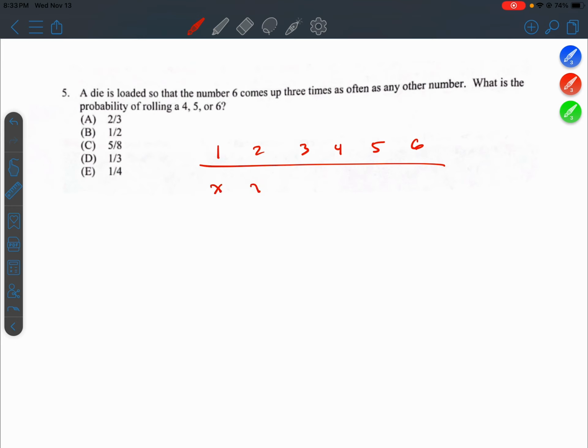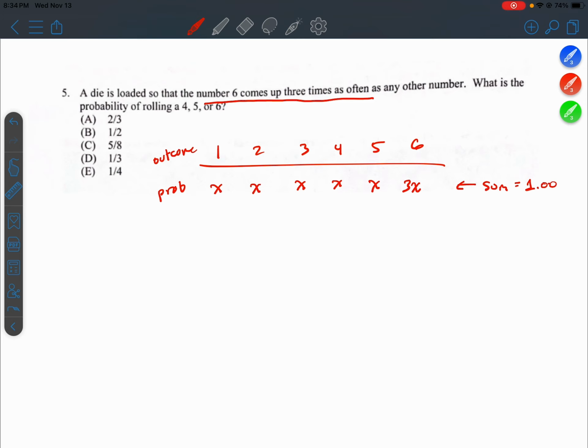So let's just call it x, x, x, x, x, but 6 comes up 3 times as often. So we can represent 6's probability as 3x. Okay, so these are the outcomes, and then these are the probabilities. Because this is the entire sample space, we know that the sum of the probabilities has to equal 1.